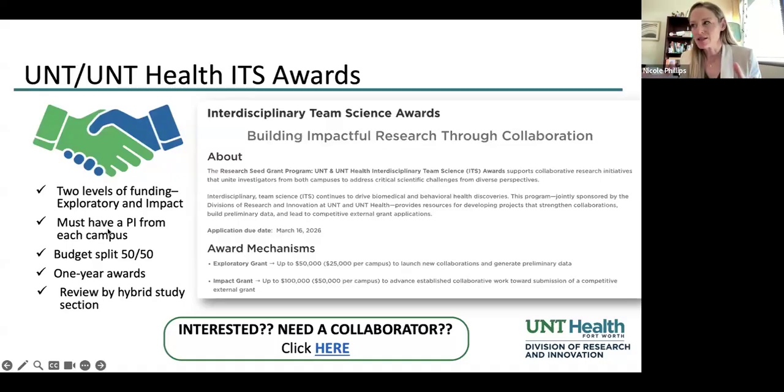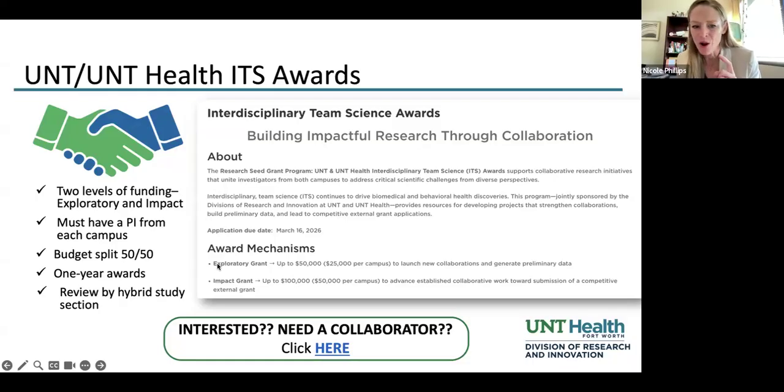The budgeting is because both campuses are sponsoring this award 50-50, the budget, ideally, needs to be split 50-50 between the two campuses. I understand that can make things a little bit tricky depending on the type of research you do, but conceptually, that's how it's going to be the cleanest for both of our divisions of research and innovation to manage those budgets, because really they're like two different projects, but with the same focus. They're coming together to answer the same question. This is also a 1-year award, and there's 2 levels of funding.